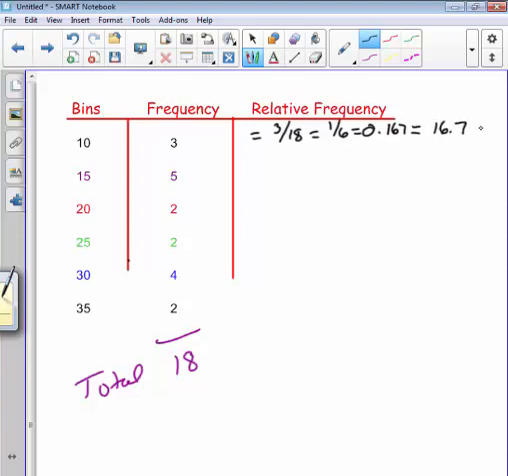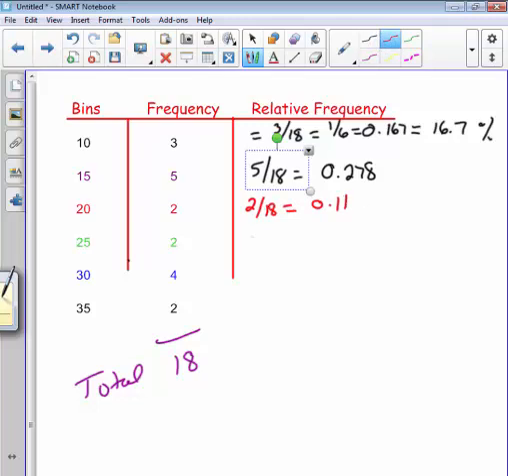For the rest of them, I'm just going to leave them as a decimal. The next value is 5 over 18, which is 0.278. After this, we have 2 over 18, which is 0.11. The next one is also 2 over 18, 0.11. 4 over 18 for bin 30, which is 0.22. 2 over 18 for the last bin, ending with 0.11.